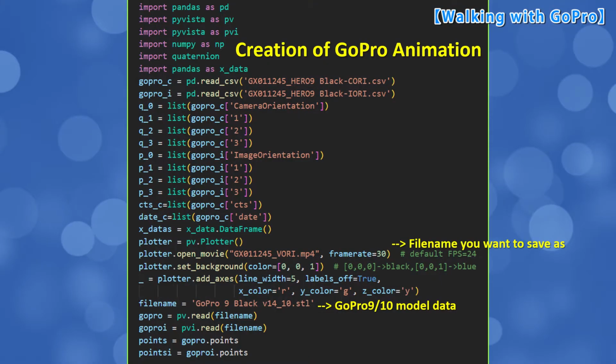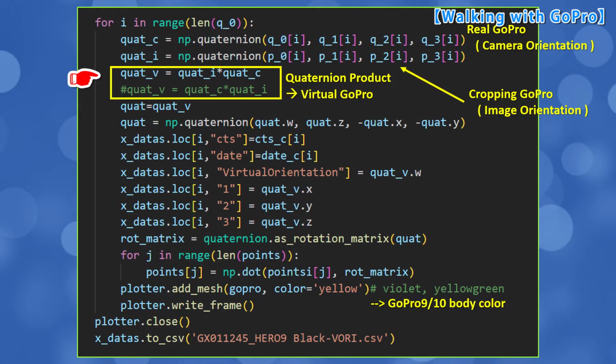Here is a Python code making the GoPro animation for reference. Using the plotter method of the PyVista module, you can create the animation. The GoPro model data, an STL file, was obtained from the net and simplified. This line shows the quaternion product. This hash-marked line shows the reverse product.